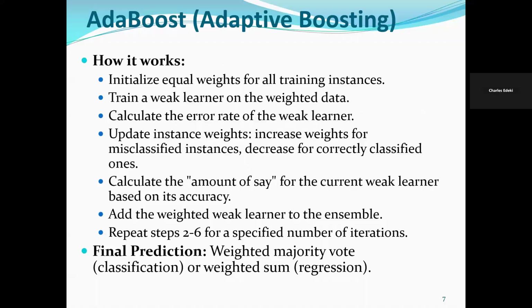First, initialization. We assign an equal weight to each training instance. For example, if we have n instances, each starts with a weight of 1 divided by n. Second, we train a weak learner on the weighted data. We calculate the error rate of the weak learner. That will be the iterative training process, for a predefined number of iterations.